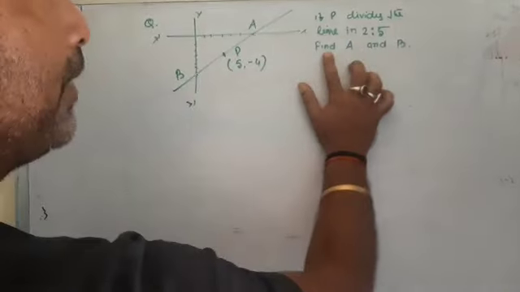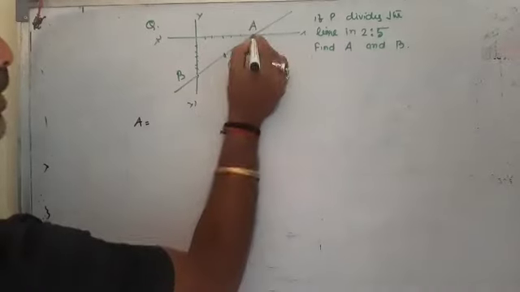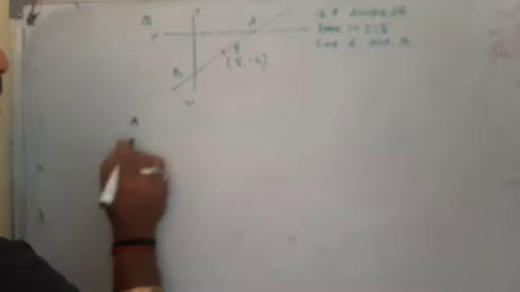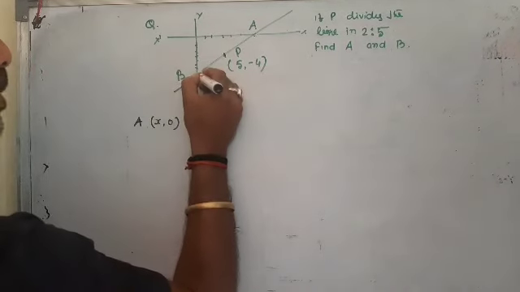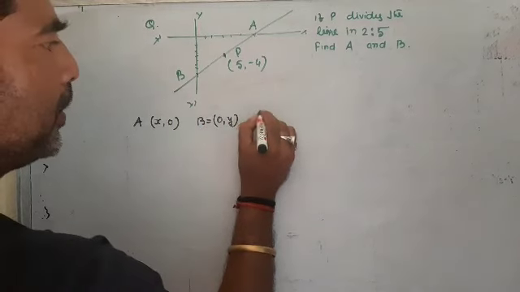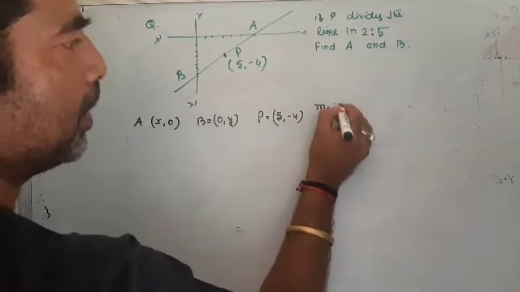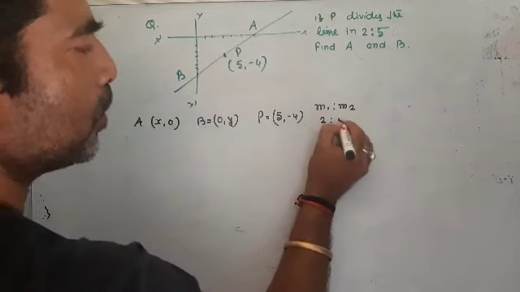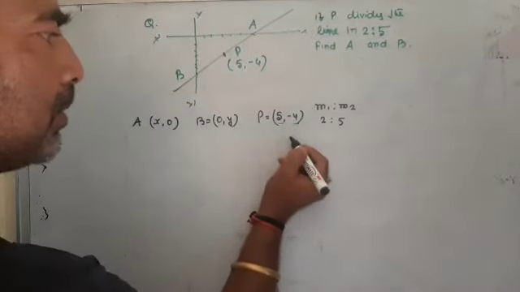So here is a question: if P divides the line in ratio 2:5, find the coordinates of A and B. Point A lies on the x-axis, so coordinates are (x, 0). Point B lies on the y-axis, so coordinates are (0, y), and coordinates of P are given as (5, -4), and the ratio is also given, m1 is to m2, 2 is to 5. Okay, so this is your x and this is your y.